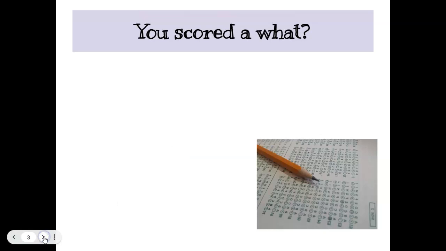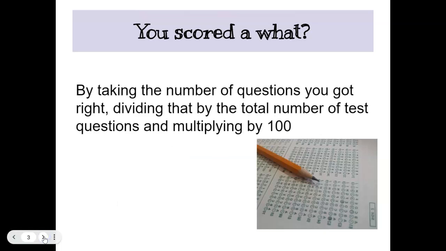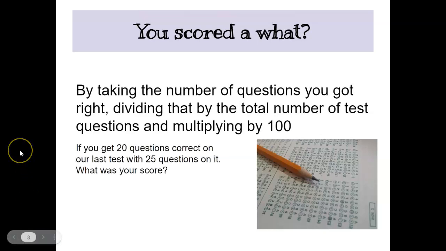So whenever we're doing percentages, just a review, you would take the total number of questions you got correct. You would divide it by the total number of questions there are, and then you would multiply it by 100%. Okay, so that's just a simple percentage problem, and that's going to be what we're doing today.